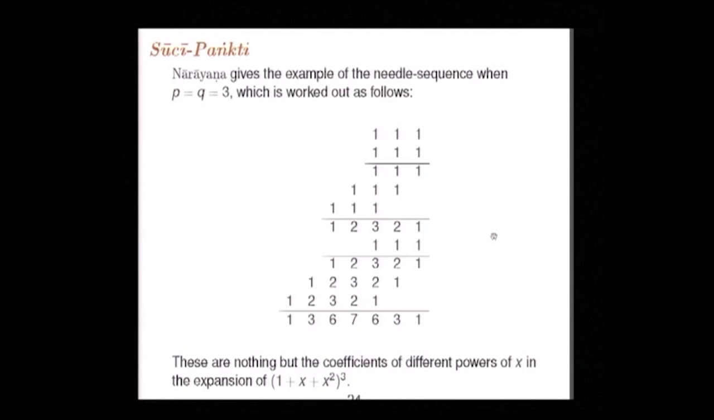You do it once more, you get the cube of 1, 1, 1, that is 1, 3, 6, 7, 6, 3, 1. So, you can see each term here is a coefficient of different powers of x in (1 + x + x squared) to the power 3. This 1, 3, 6, 7, 6, 3, 1 is the Narachika Pankti or the Suchi Pankti when P is equal to 3, Q is equal to 3. So, like that he defines.